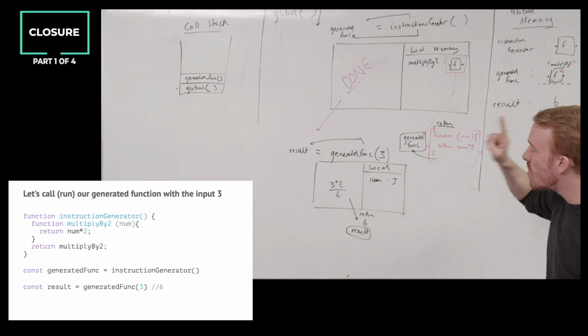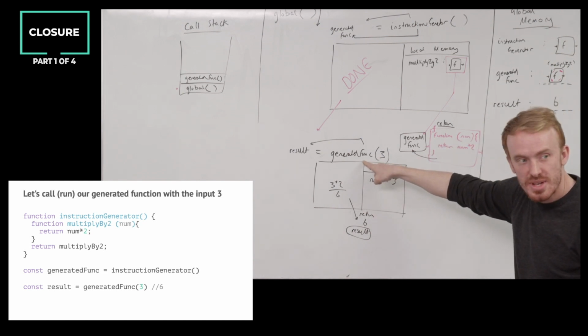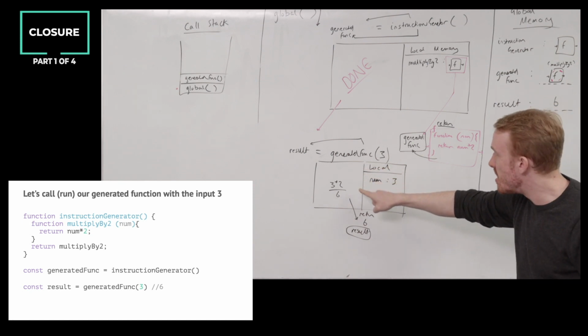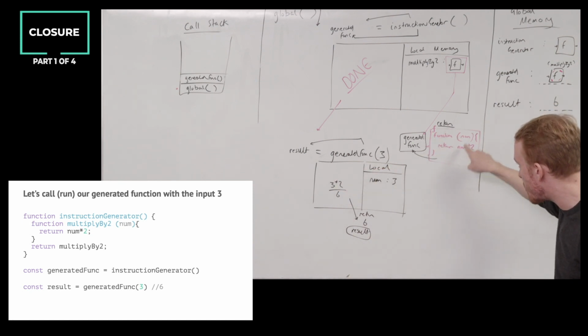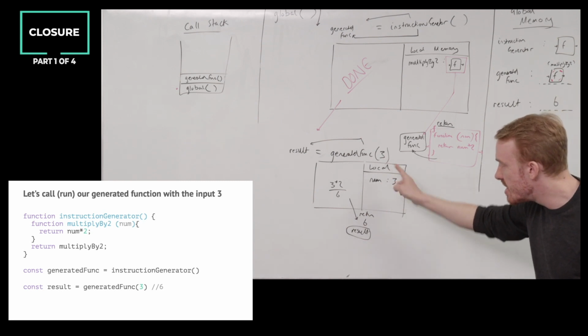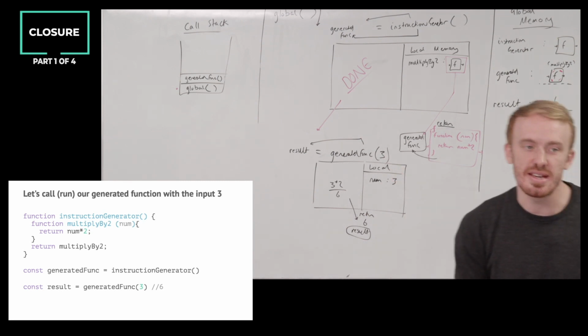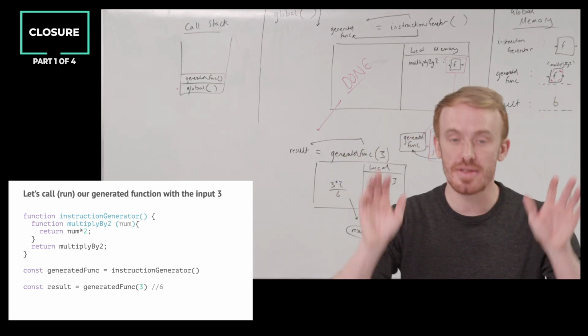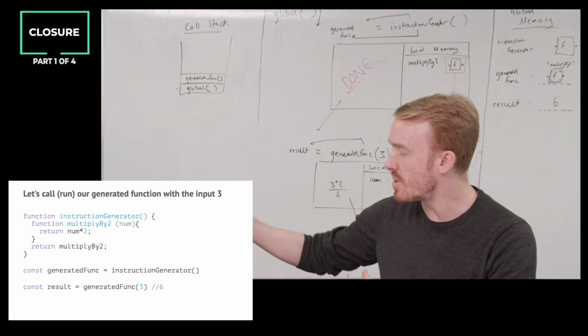Meaning we can now call that functionality out here. We can run it by its new global label, generated func. But it's really just the functionality of multiply by 2. Take in num, times 2. Run it, take in 3, return out 6 into result. Let's have thumbs on what we've done here.